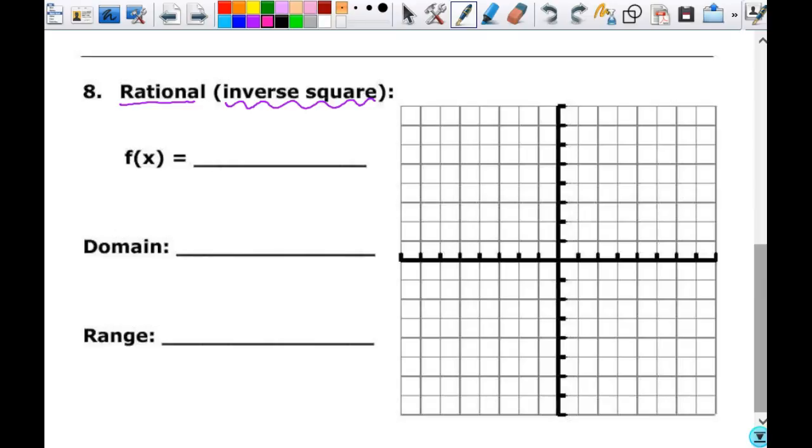What's the square function? X squared. It's the quadratic, right? So the inverse is just 1 over that. So this is just 1 over x squared. But it's still a rational. That's why it's still in the rational category there.